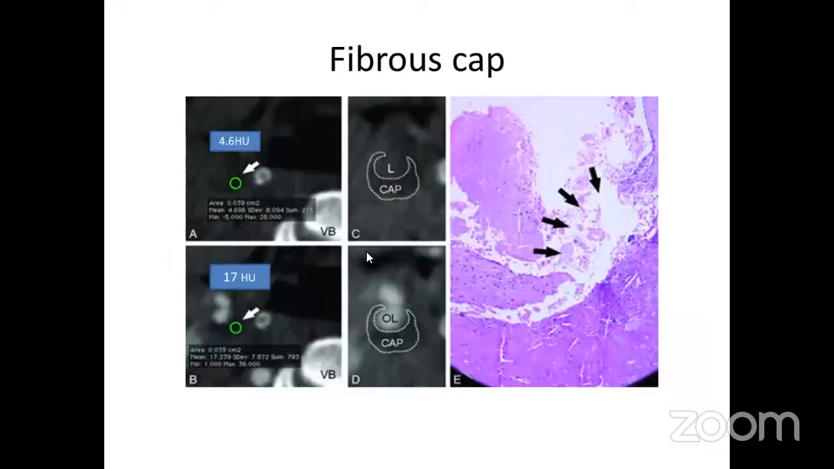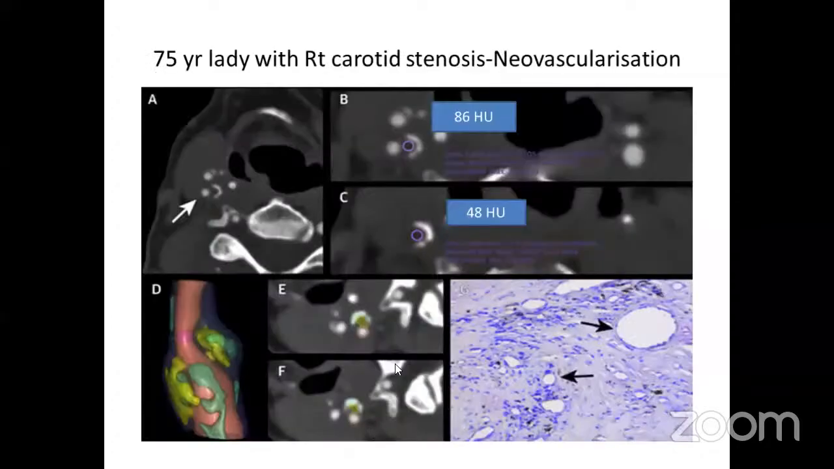Coming to the fibrous cap. It is very difficult to detect a fibrous cap on a CT, where we can see the lumen and the cap here, the fibrous cap, whereas you can see the contrast in the lumen surrounded by the fibrous cap. On CT, this is a 75-year-old lady with right carotid stenosis, where the pre-contrast CT shows 48 Hounsfield units, and the post-contrast CT shows 86 Hounsfield units. This difference in Hounsfield units is because of the neovascularization. So using the pre and post-contrast images and comparing the Hounsfield units, on the CT we can pick up the neovascularization in the plaque.